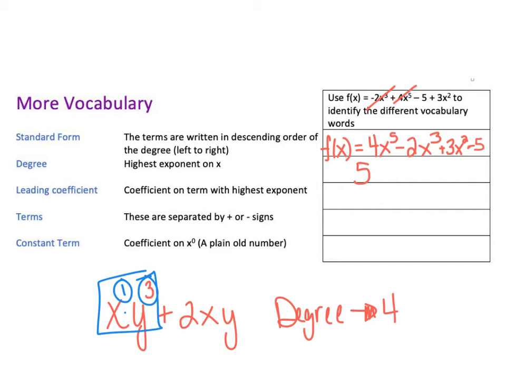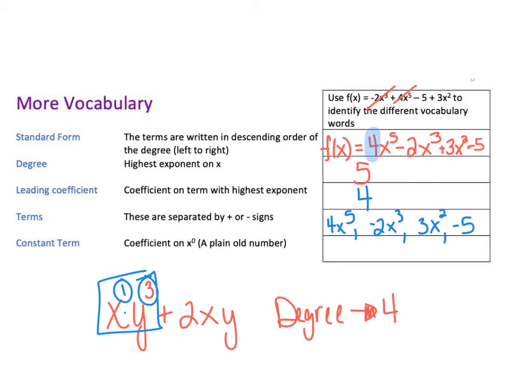Okay, next, the leading coefficient. Once it's in standard form, it is your coefficient on that first term. So our coefficient is 4. How many terms does this polynomial function have? Well, terms are separated by a plus or minus sign. So this particular one has 4 terms. They are what you see here: the 4x to the 5th, -2x cubed, 3x squared, and minus 5.